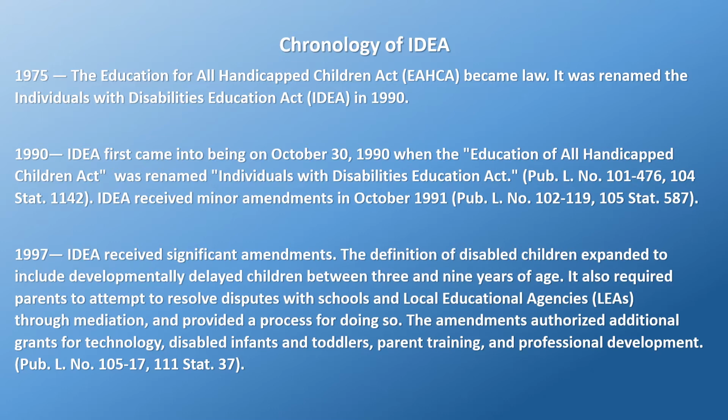First, the definition of disabled children expanded to include developmentally delayed children between ages 3 and 9. It also required parents to attempt to resolve disputes with schools and local educational agencies, or LEAs, through mediation, and provided a process for doing so. The amendments authorized additional grants for technology, disabled infants and toddlers, parent training, and professional development.